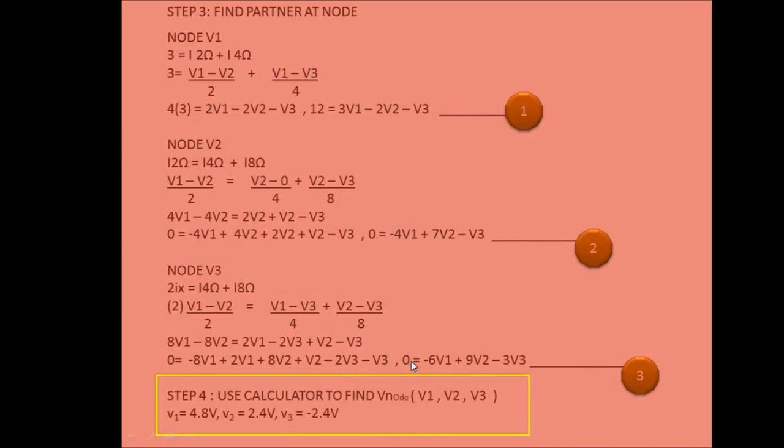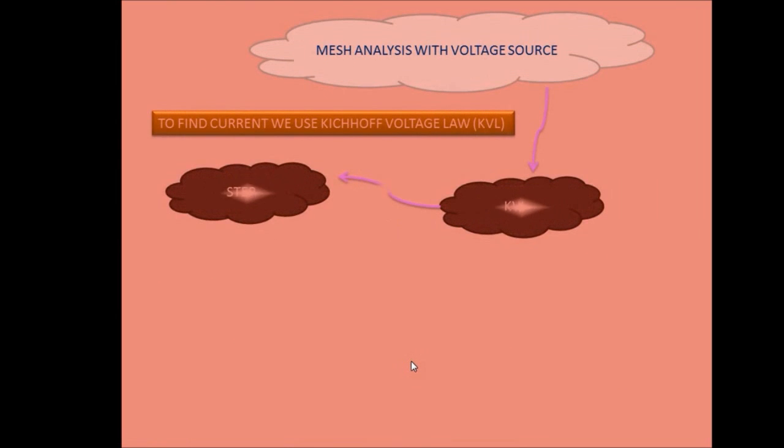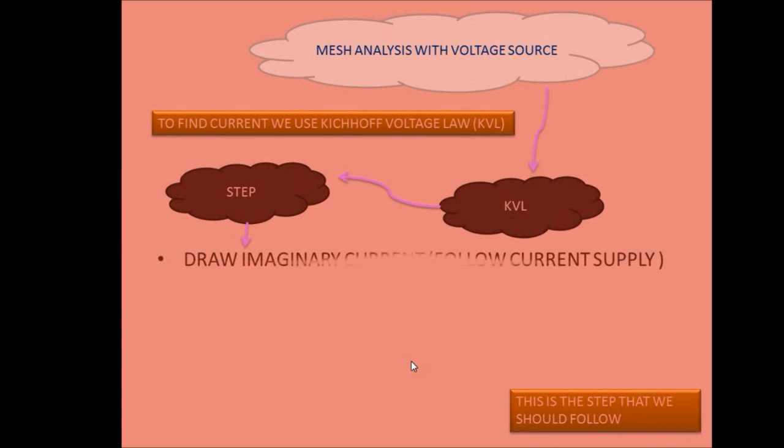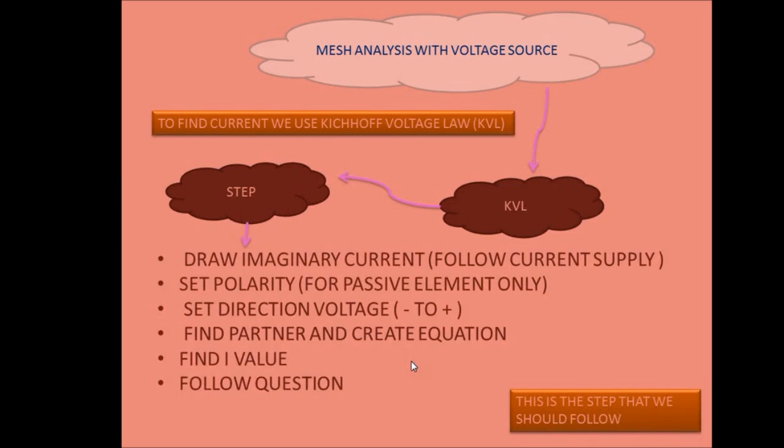Okay, next, I will explain mesh analysis with voltage source. For this subtopic, we will use KVL, which is Kirchhoff's voltage law. First step is draw your imaginary current. Second, set the polarity. Third, set direction of voltage from negative to positive. Then find partner and create an equation. Find I value. And lastly, follow the question. These steps you should remember to make it easier to find the answer in the circuit.